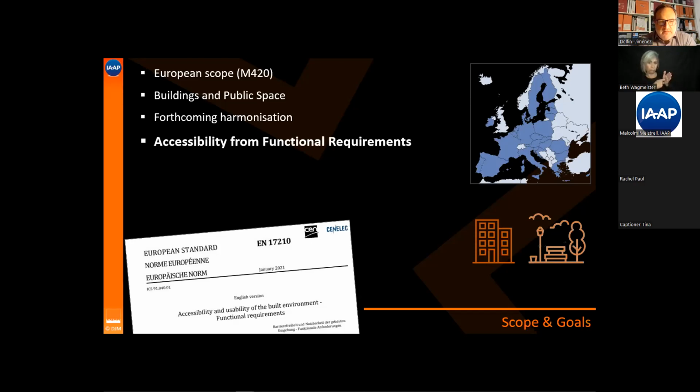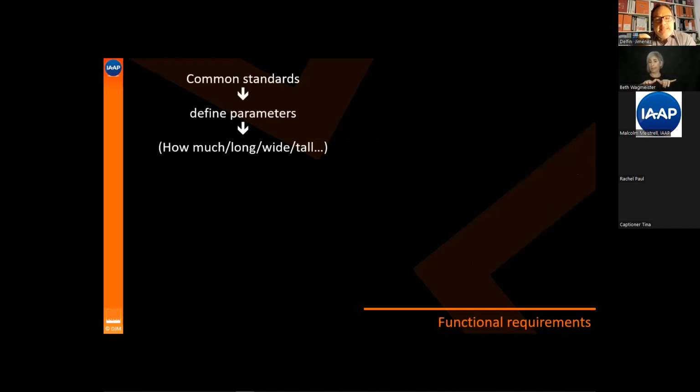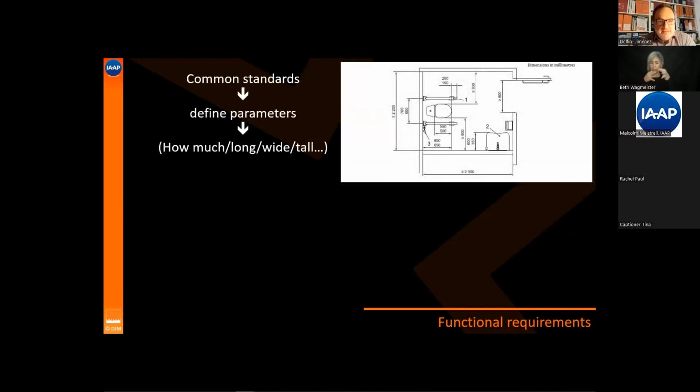What do I mean when I say functional requirements? Common standards define parameters, talk about the built environment, and define parameters. How much, how long, numbers for width, numbers for height.